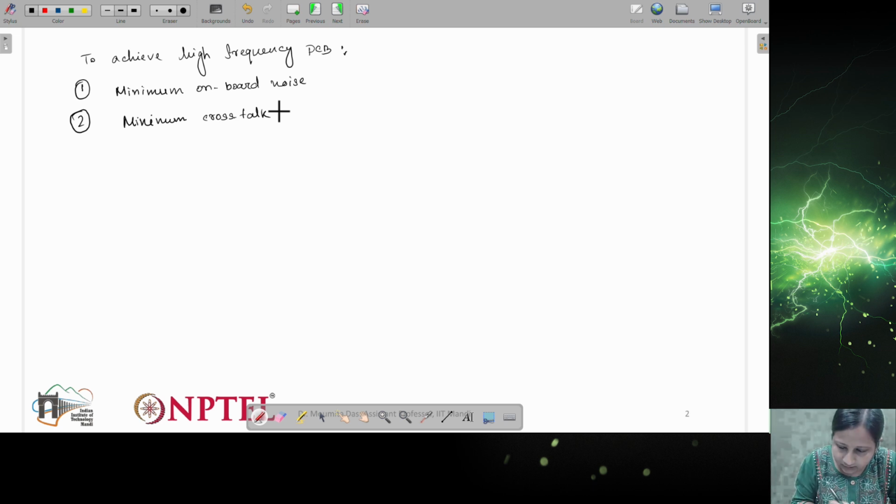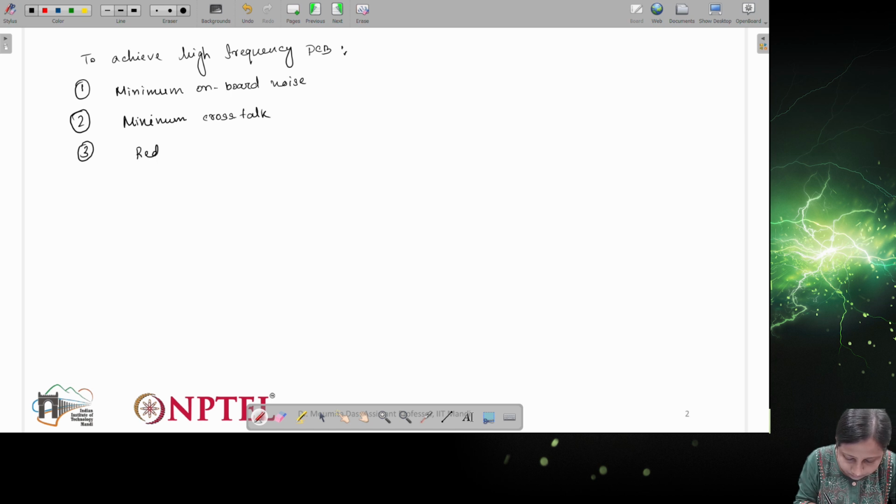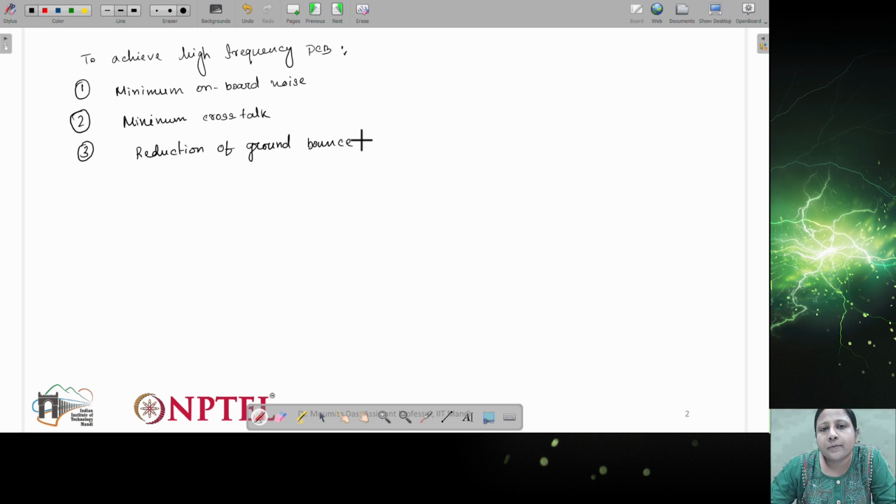Then, reduction of ground bounce. What happens is, if all the connections in the PCB are connected to ground at some point, then we have to make sure that at every point there is a decoupling capacitor connected in order to reduce the noise from the PCB. That is called ground bounce.